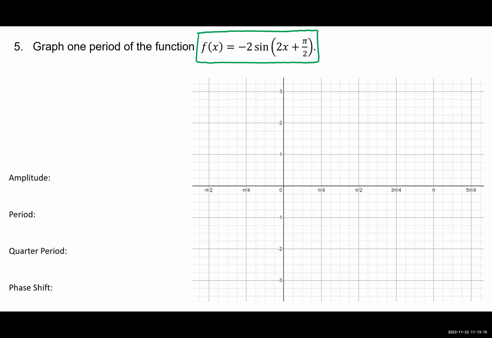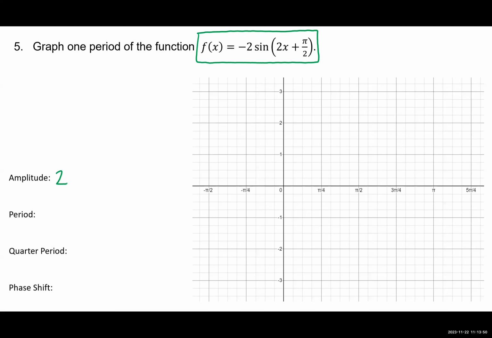All right, so we got a lot going on here. We've got a change in amplitude. We've got a reflection, a negative sign. That's a vertical reflection. We've got a change in the period. And we've got a phase shift. All right, so let's take care of these things one by one. Let's be systematic. Let's be organized.